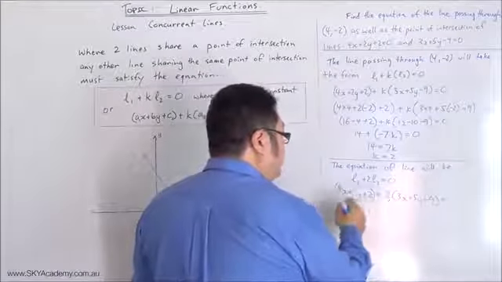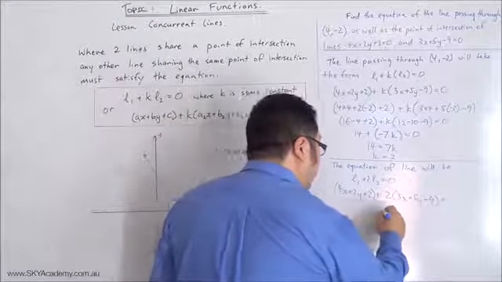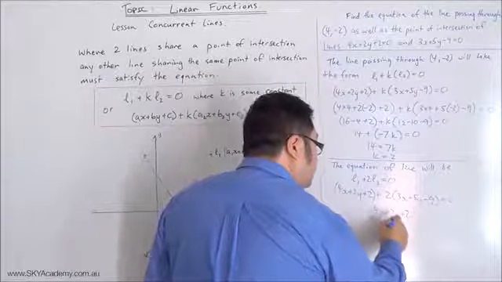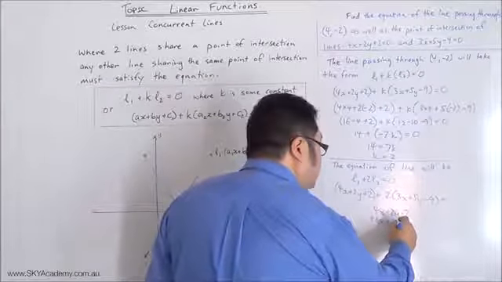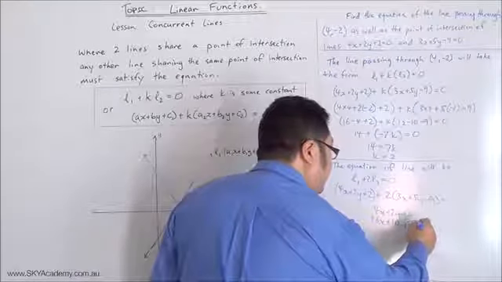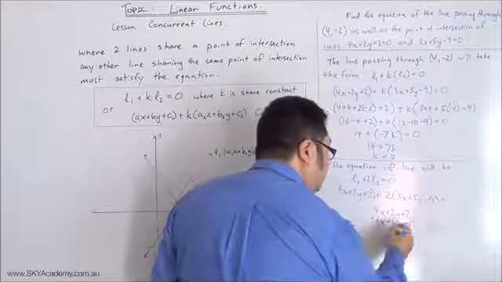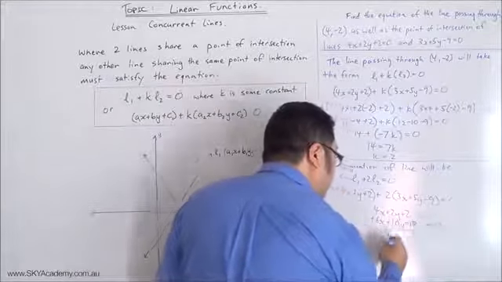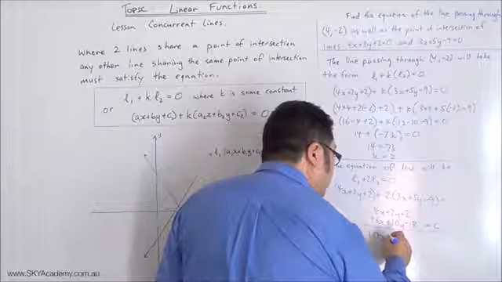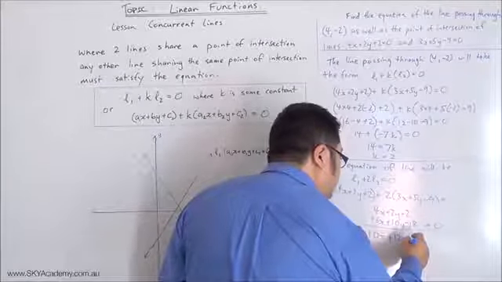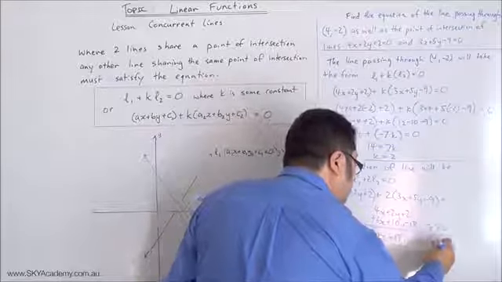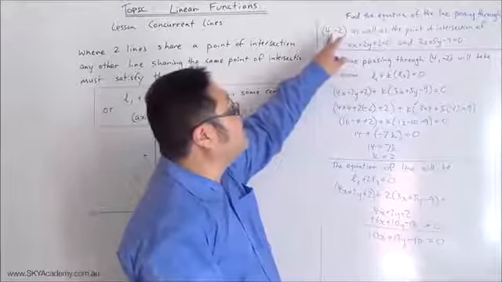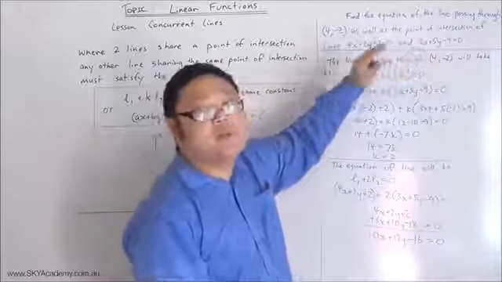Now, add those two together. So we've got 4x plus 2y plus 2 plus 6x plus 10y minus 18, all equaling 0. Add that together, that gives you 10x plus 12y minus 16 equals 0. So we know that that is the equation of the line that passes through (4, -2), as well as the point of intersection between those two lines.